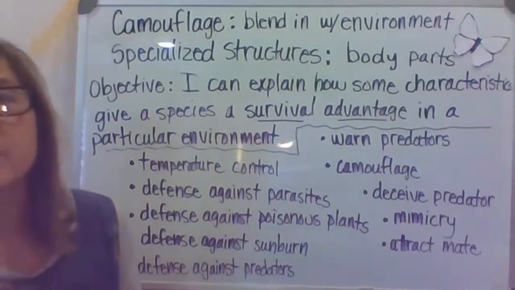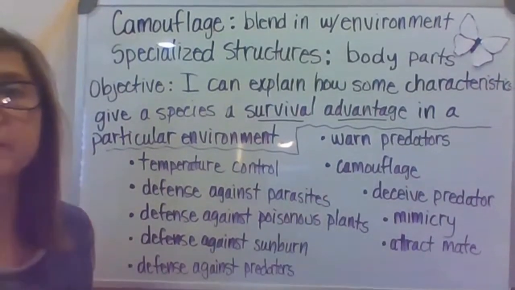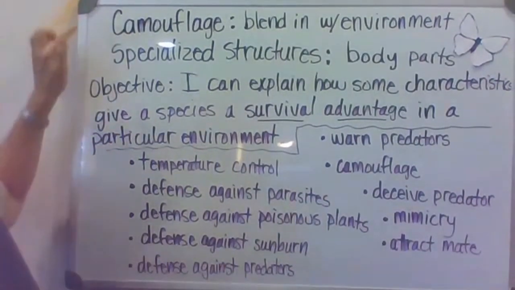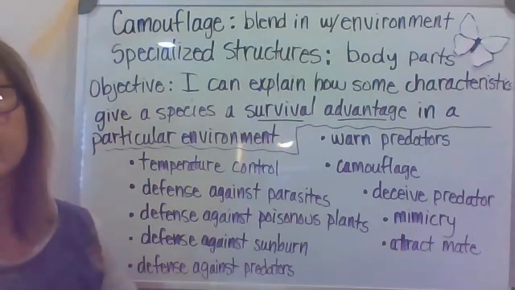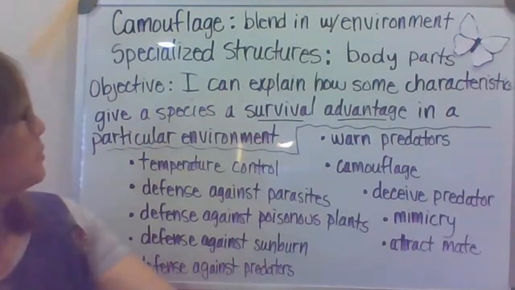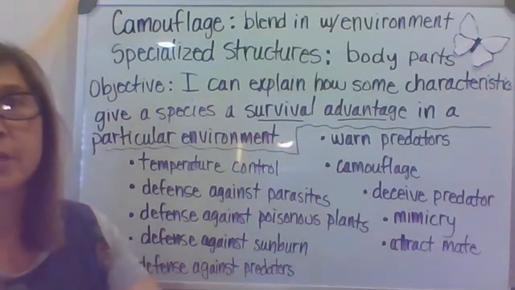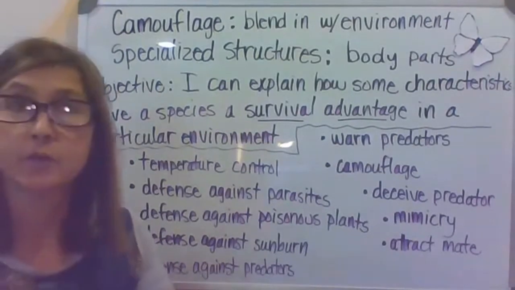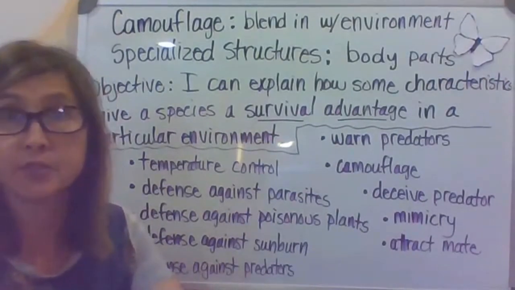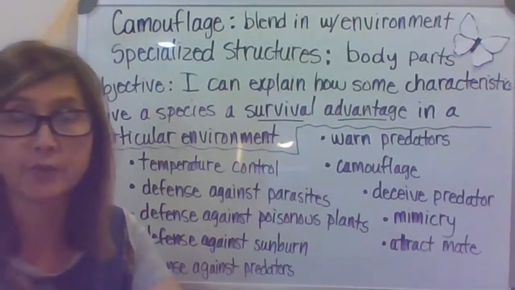On the board I've written down two vocabulary terms that you'll need to know. The first one is camouflage. Camouflage just means to blend in with the environment, and specialized structures just means a body part. We learned about birds already. Birds have a beak, so a beak is a specialized structure for them.